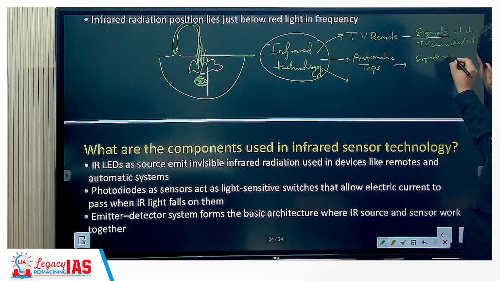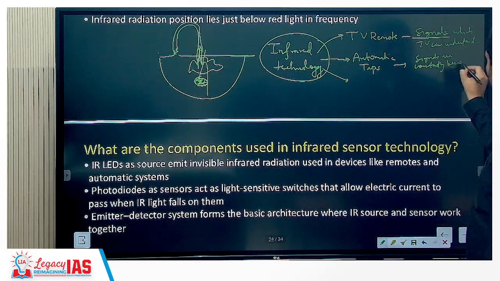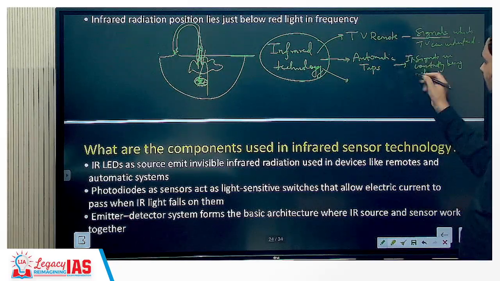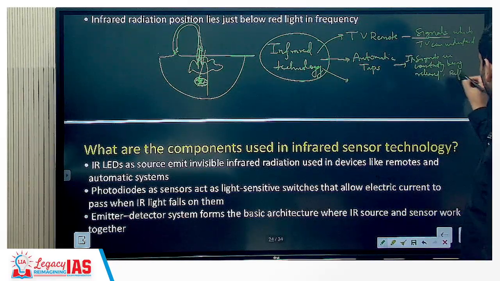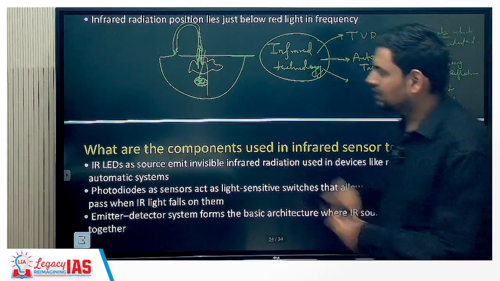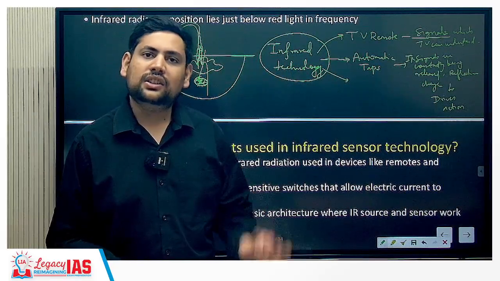Signals are constantly being released. IR signals are constantly being released, and the reflection change actually drives the action. For example, to turn off the tap, you move your hand away, then the reflection changes again, and it turns off.